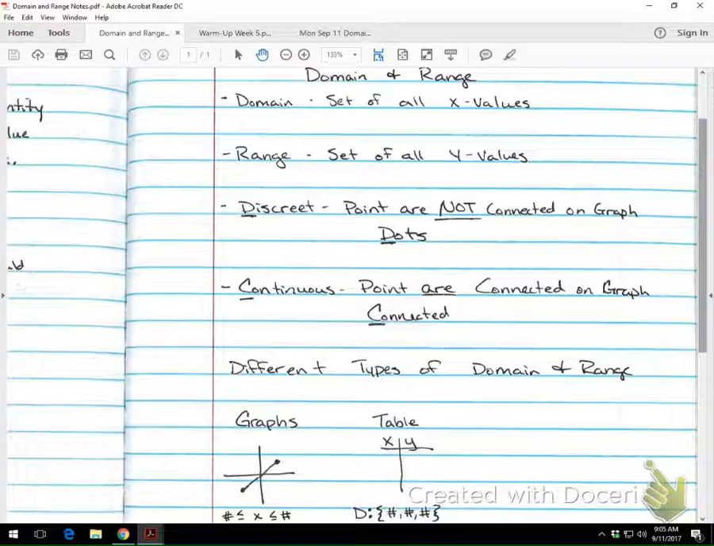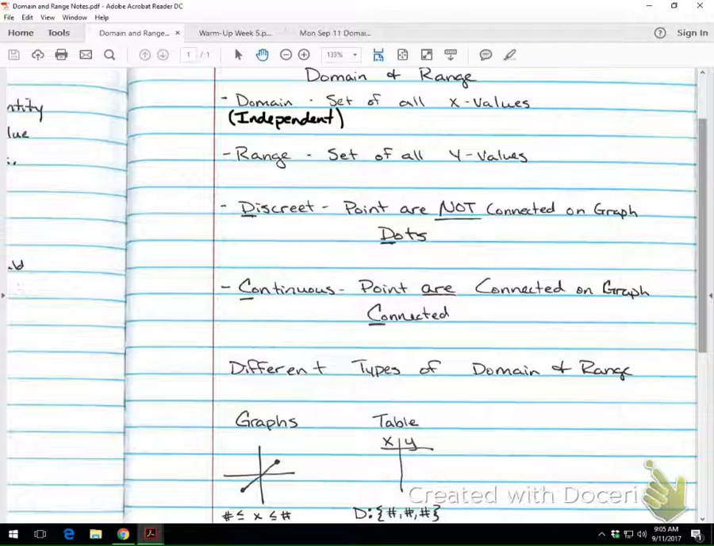Okay, so domain and range. Domain is the set of all x values. What other word tells you that's the x? We talked about it last week. Independent. So with domain, it's also independent. They all kind of go together. Domain, independent, x.